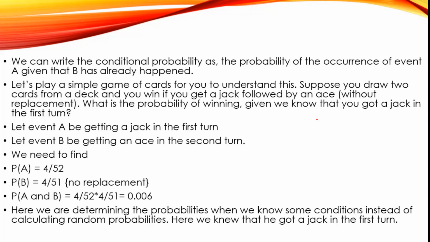Suppose you draw two cards from a deck and you win if you get a jack followed by an ace without replacement. What is the probability of winning given we know that we got a jack in the first turn? So what is the chance of getting a jack in the first turn, and the second time, what is the chance of getting an ace?